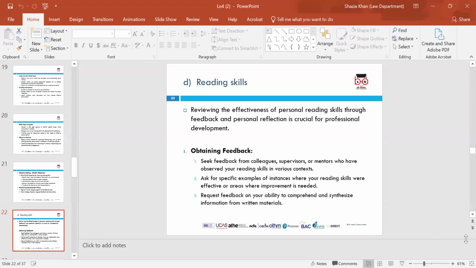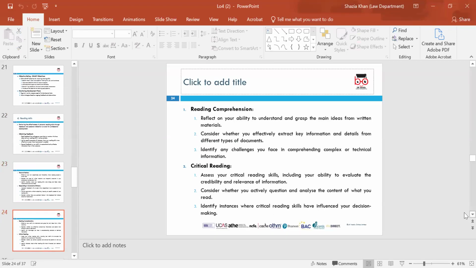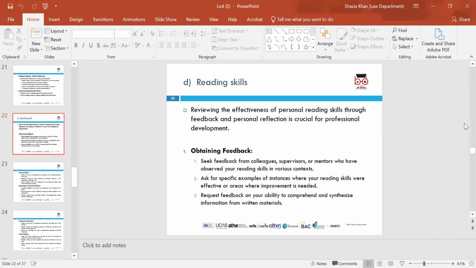Reading skills. We looked at the importance of reading skills previously as well, and we looked at reviewing these reading skills, and personal reflection is crucial for self-development. Taking feedback from individuals, but also looking at instances where your reading skills are effective and any improvement needed.